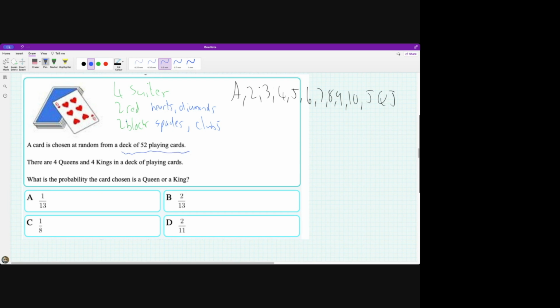Okay, here is the question. There are 4 queens and 4 kings in a deck of playing cards. That makes sense because there's one for each suit. What is the probability that a card chosen is a queen or a king? And you have to choose from A, B, C, or D below.